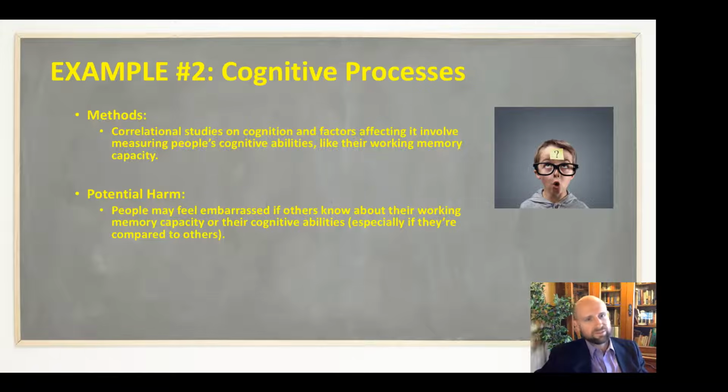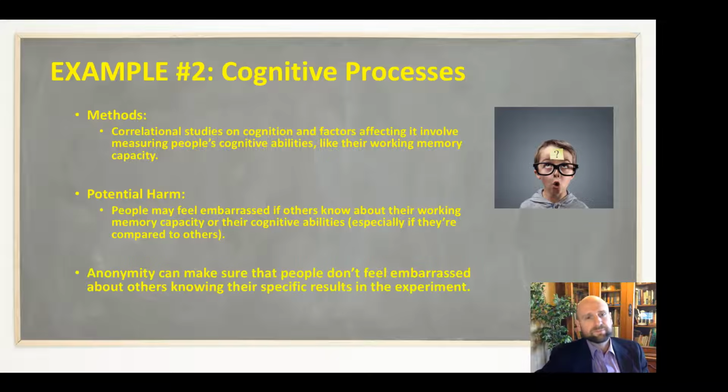If you compare your test to other people and you feel like your score is the lowest, this could be stressful. It could be embarrassing. So anonymity takes away that stress. If people are given guaranteed anonymity and told, look, your test scores won't be published, you can access them if you want to, anonymity will remove that feeling and that potential for embarrassment.